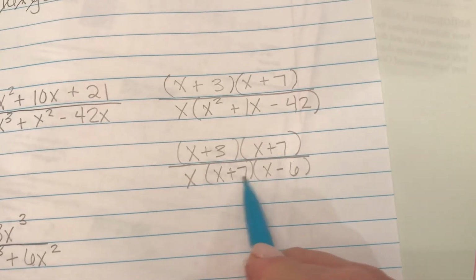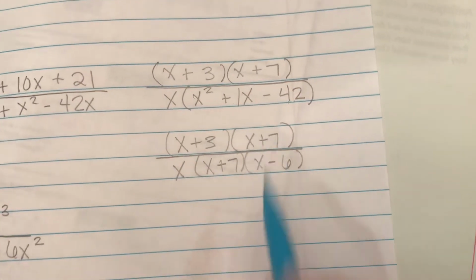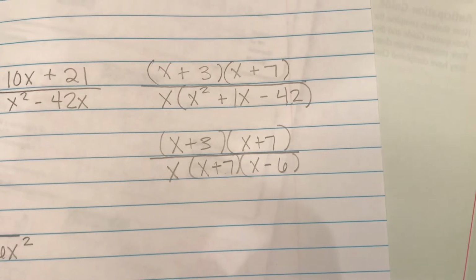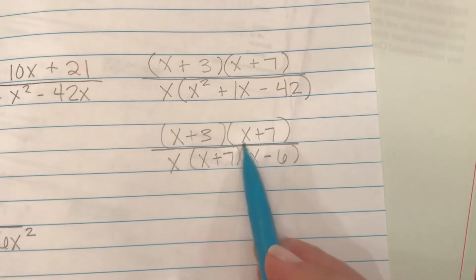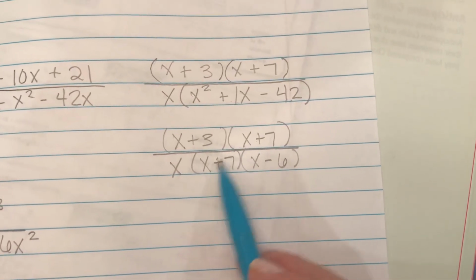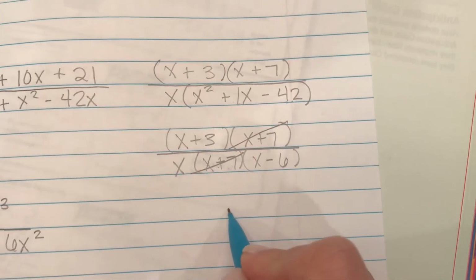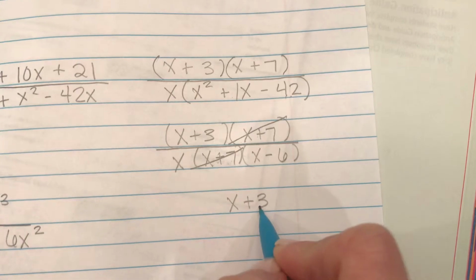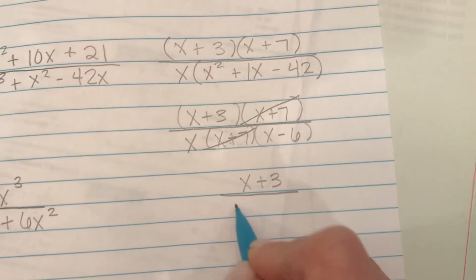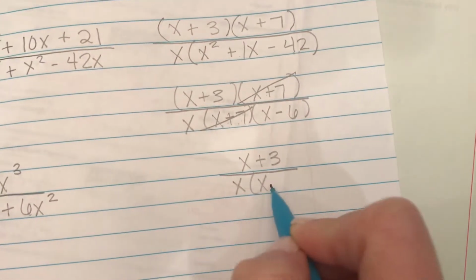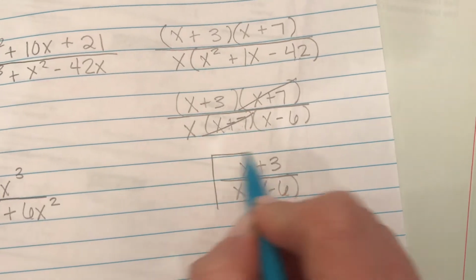So, and your signs are plus minus. So that's completely factored there. Okay, so now if you notice anything that can cancel, which there is something here, we can cancel out these x plus 7s. So you end up with an x plus 3 in the numerator. On the bottom, you have an x and an x minus 6 remaining. And that's it.